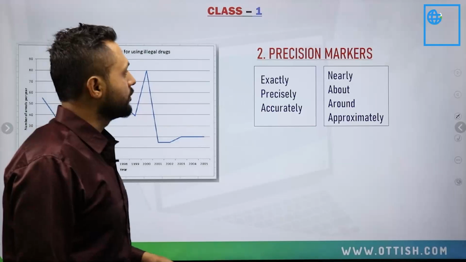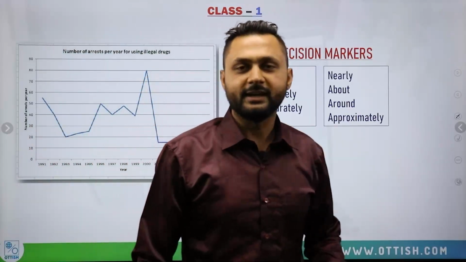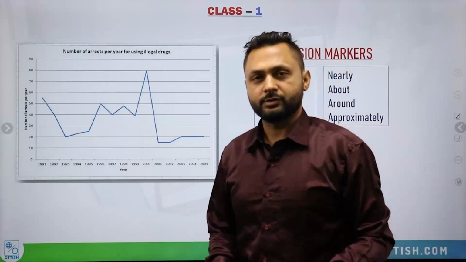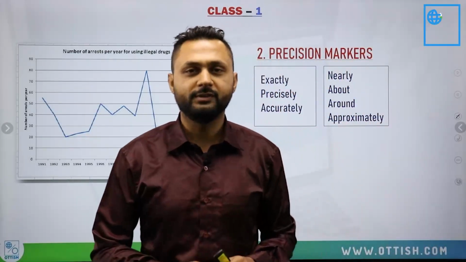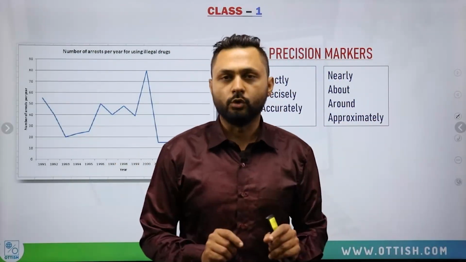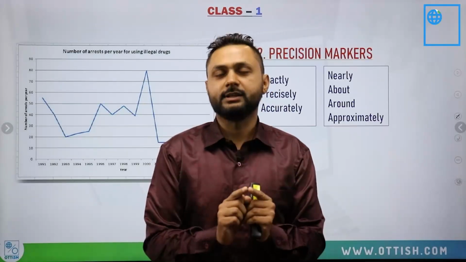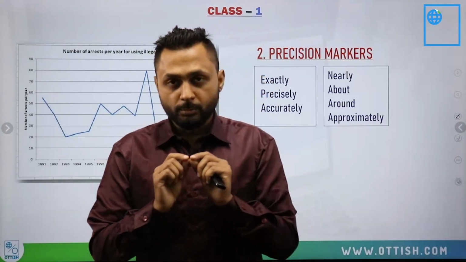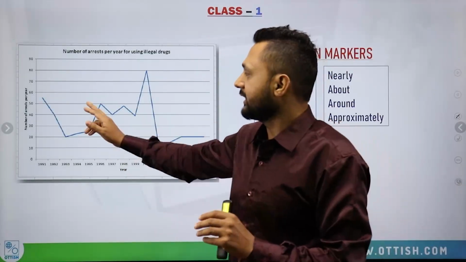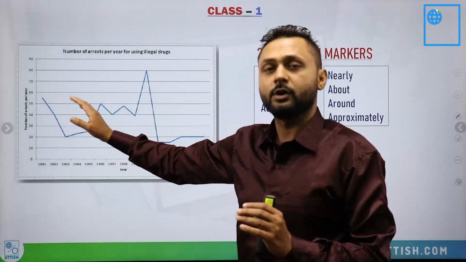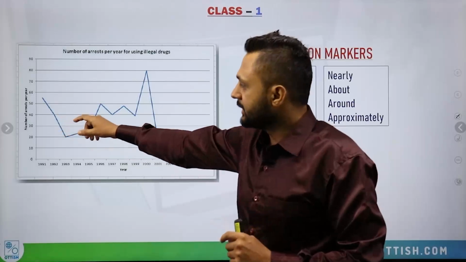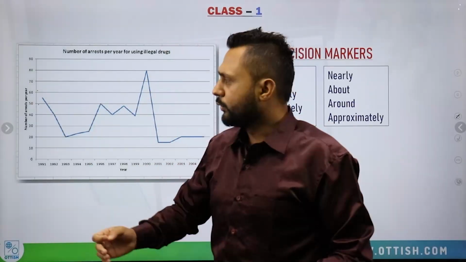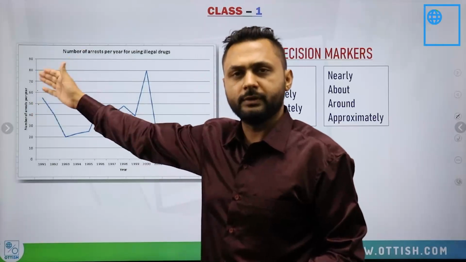Now we will be talking about precision markers, and that is the second point on the list. So what is precision markers? Actually, precision marker means those words that show how precise is the data. Now this is very, very important. You must write whether the data is exactly 55 or nearly 55. Now in this case, let's say it is between 50 and 60. We do not know whether it is 55 or 54 or 56.